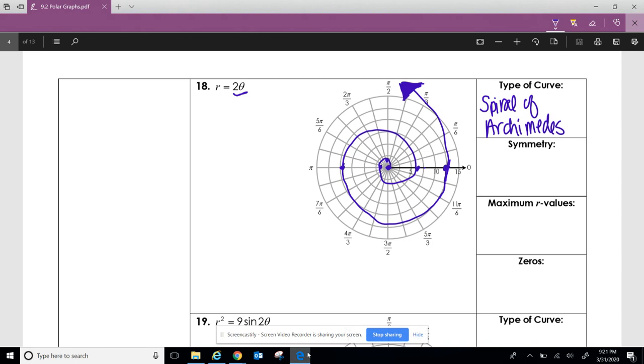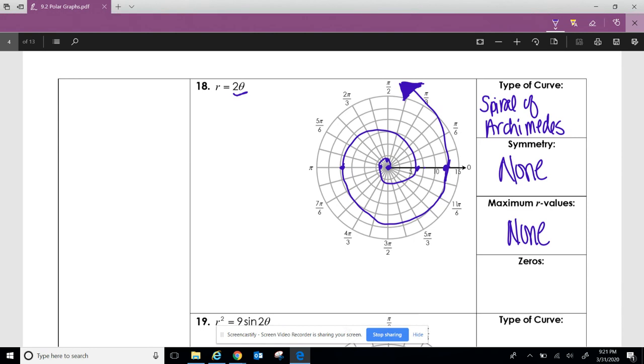Now, does this have any symmetry? None whatsoever. Does it have any maximum R values? Is there a largest R you're going to have? No, the R's keep going on to infinity as well, so no maximum R values.